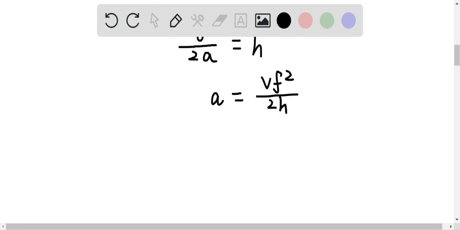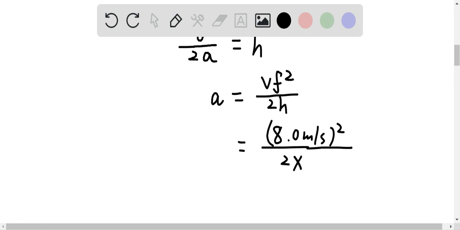And then, remember v final was 8.0 meters per second, so v final squared is (8.0 meters per second) squared, over 2 times h, which is 12.0 meters. And this will give us the acceleration of about 2.67 meters per second squared.